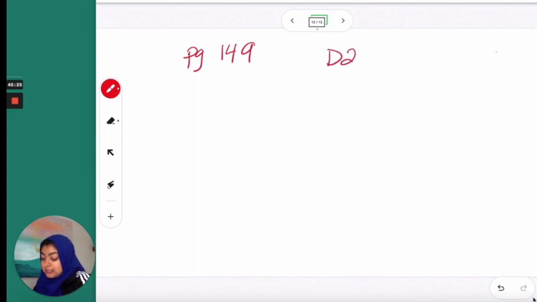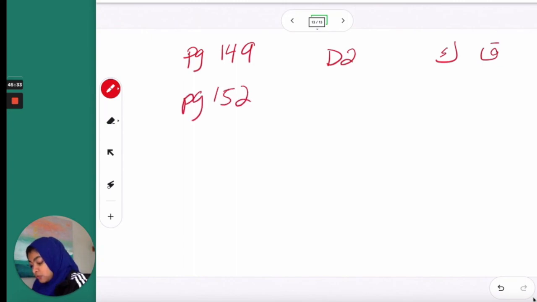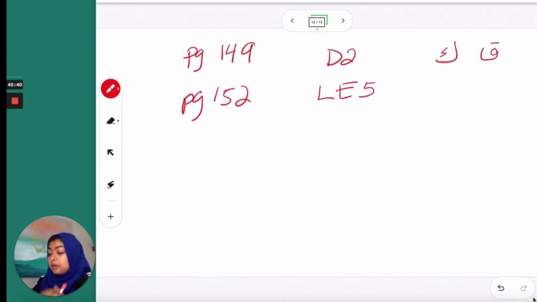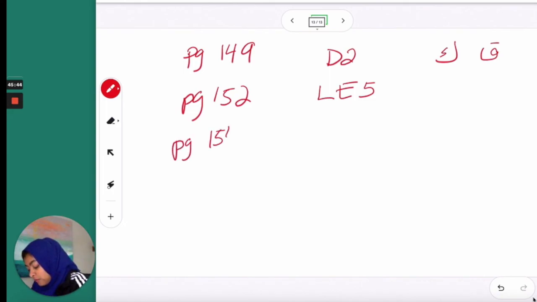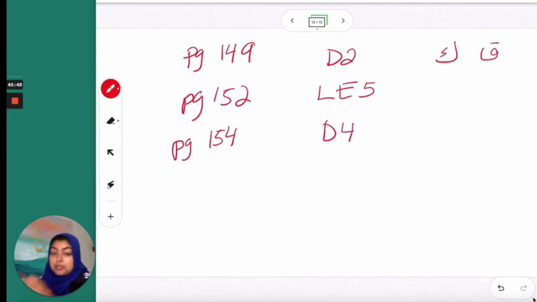And this is practicing between the qaf and the kaf to see which one of those words has a qaf in it. And then on page 152, you're going to do the listening exercise 5. And that's the same thing between the qaf. All of these are between the qaf and the kaf. And then on page 154, you've got drill 4, which you're getting a word and you're choosing which one is it. Is it qaf or is it kaf? And then you have also drill 5.